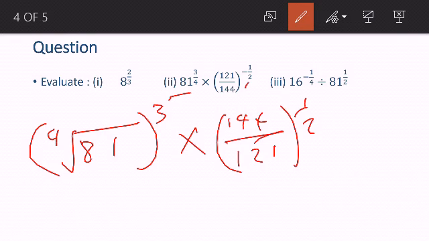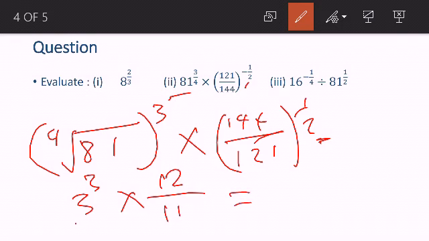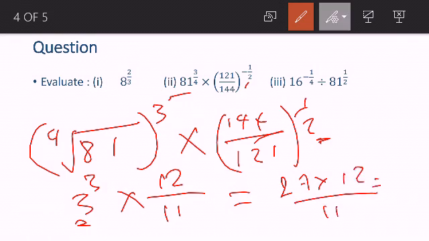Okay, so the fourth root of 81 is 3, so we have 3 raised to the power 3. Multiply by raised to the power half, which means square root, so square root of 144 is 12, square root of 121 is 11. So 3 raised to the power 3 is 27, so we are going to get 27 times 12 divided by 11, which we can get the final answer using our calculator.